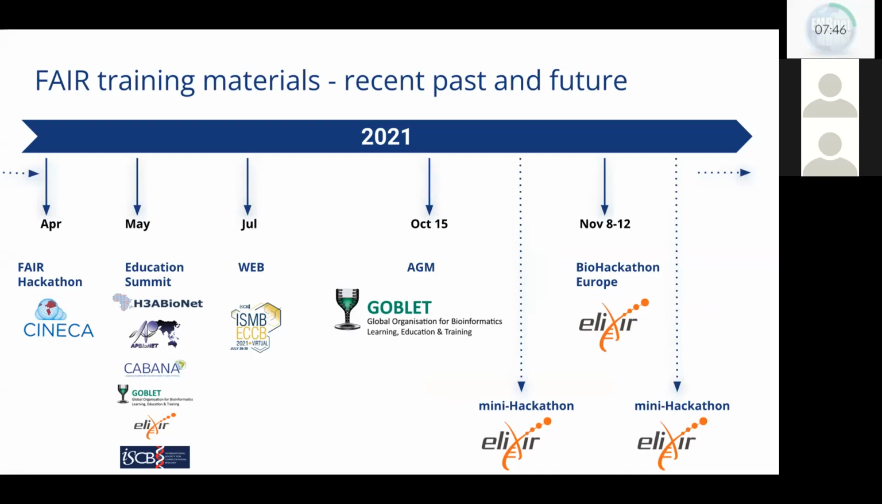So this year alone, these are some of the events that have happened. We've had the Seneca Fair Hackathon, the Education Summit, the Workshop on Education and Bioinformatics, and now we'll have the hackathon later this week at the GOBLET AGM, as well as several Elixir hackathons later in the year.